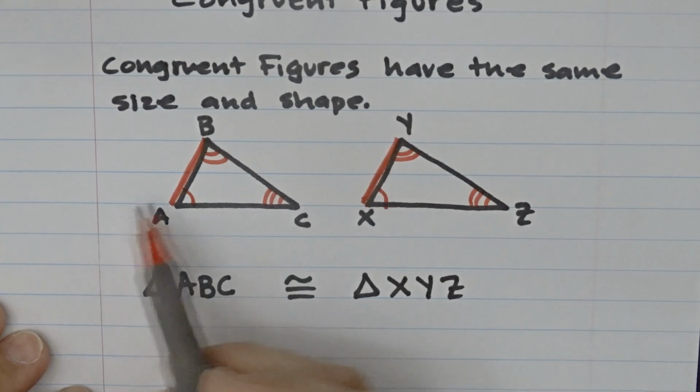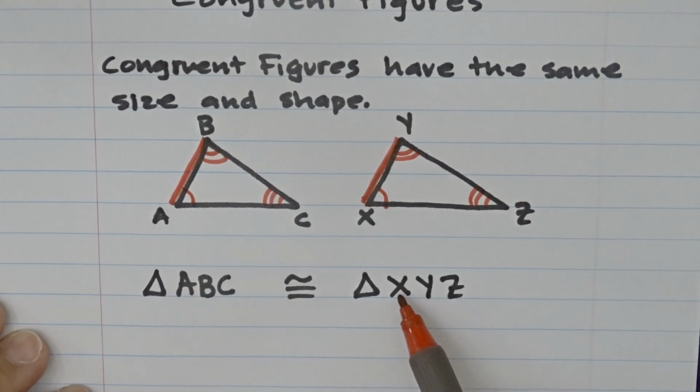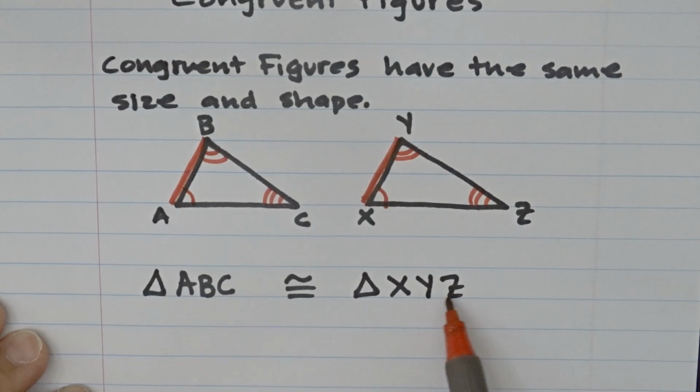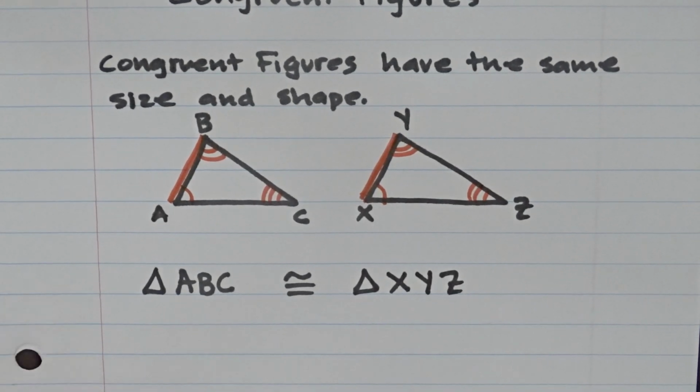So again, if you don't have an image, you can always know that A, C, X, Z are corresponding. Even if they give you B, C, that would correspond to Y, Z, the last two. It's not like they just randomly listed them in any order. The order is very important. So keep that in mind.